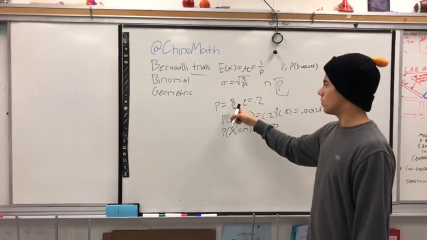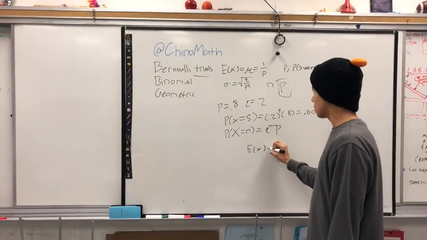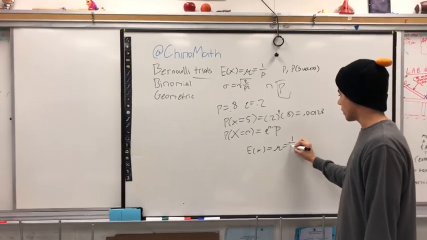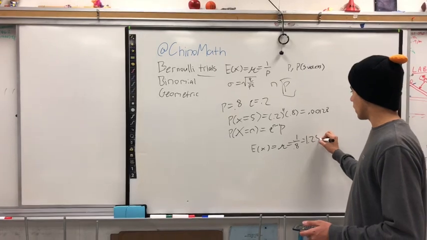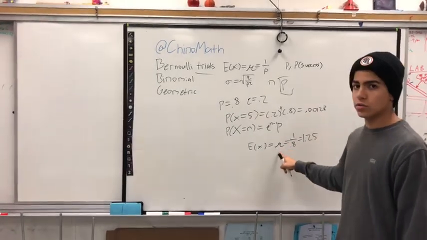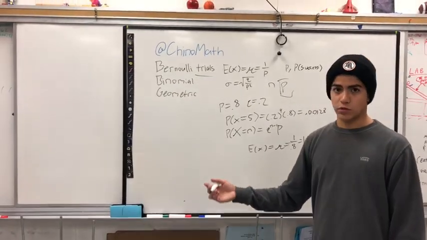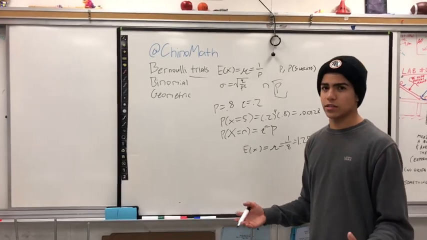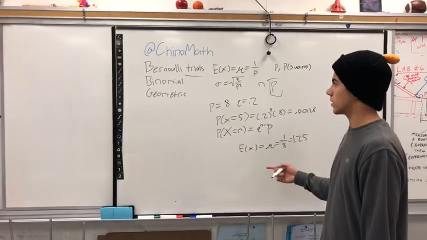So with p equals 0.8 here, we're going to have E of X equals mu equals 1 over 0.8. And so 1 over 0.8 gives me 1.25. What this means is that on average, or what we expect to see, is 1.25 trials until we reach success. Logically, this doesn't really make sense because you can't have 1.25 trials, but statistically it does make sense.